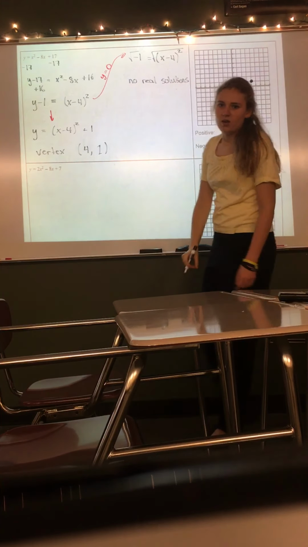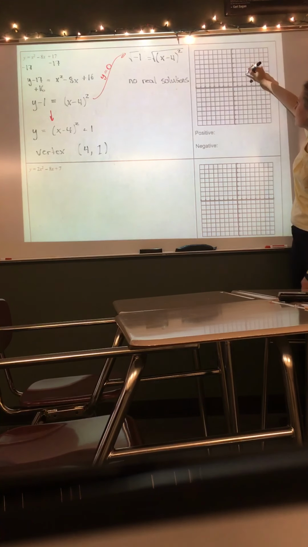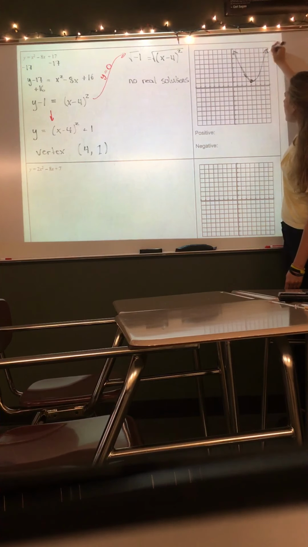So do I have any zeros? Do I have any places where my graph crosses the x-axis? It's not a straight line. It's still a parabola, and it still has a vertex here. Is it going to go above? It's going to go up. It can't cross the x-axis, so the only thing left for it to do is go this way. It has no solutions, but it can go up.